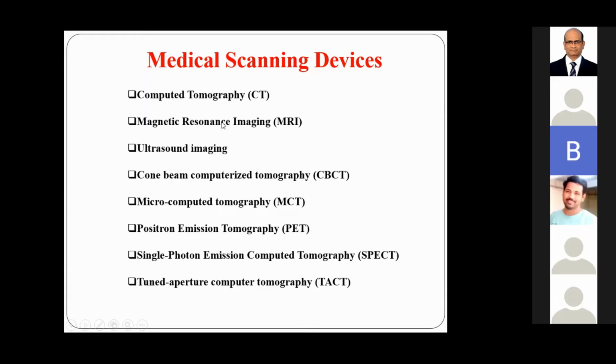Among these, CT and MRI are very popular. Computed tomography imaging is used to extract the hard tissues. MRI scanning is used to extract the soft tissues. Using CT and MRI, we can extract the soft and hard tissues. We can even use ultrasound imaging to get fetus information, for very soft tissue information.